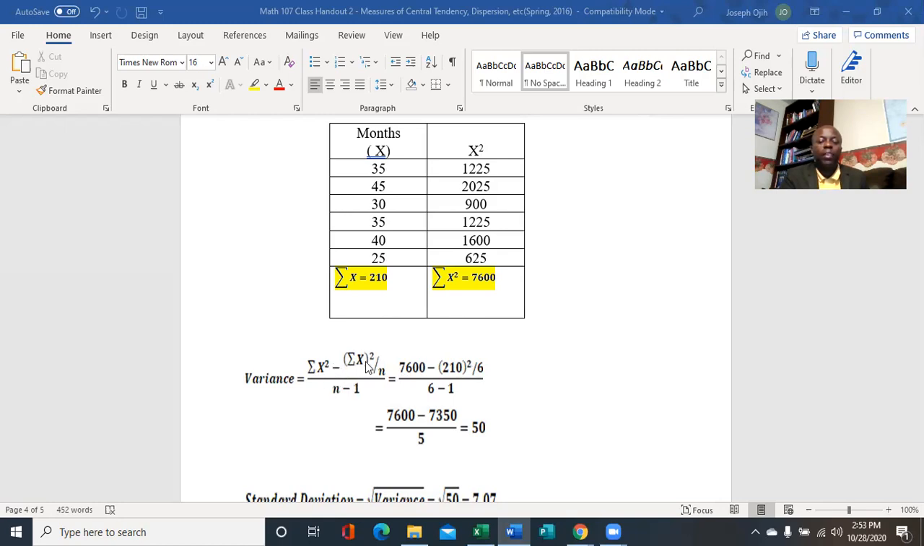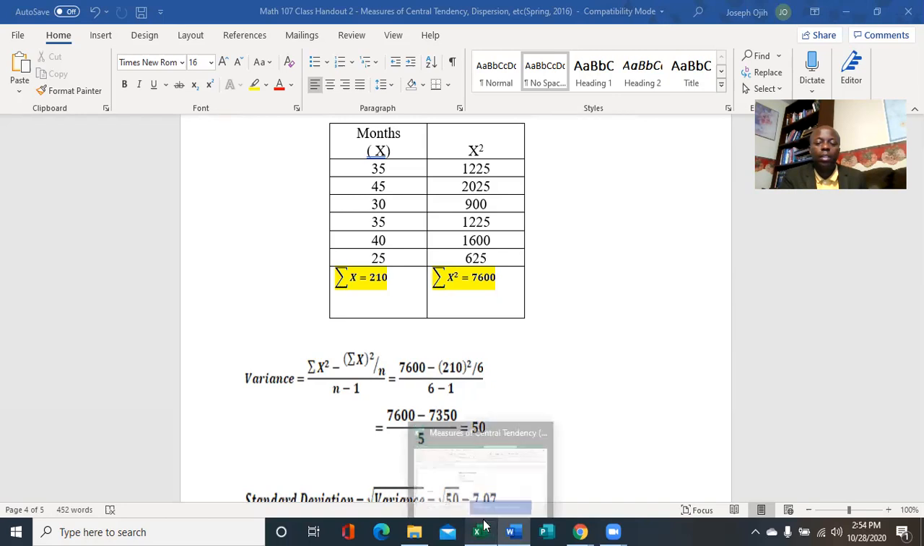Minus the sum of x, which is 210, squared, over n. Our n is how many items we have: 1, 2, 3, 4, 5, 6. So n is 6, and we divide by n minus 1, which is 6 minus 1. Usually I tell my students to go one more step of work before putting it in the calculator. So following that, I have 7,600 here minus 210 squared over 6.